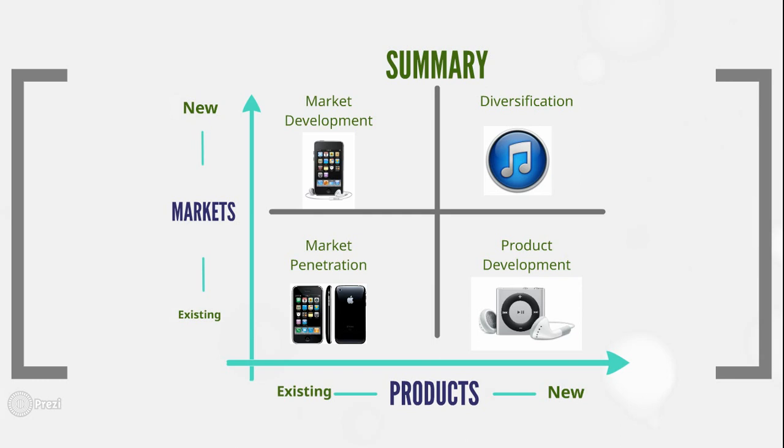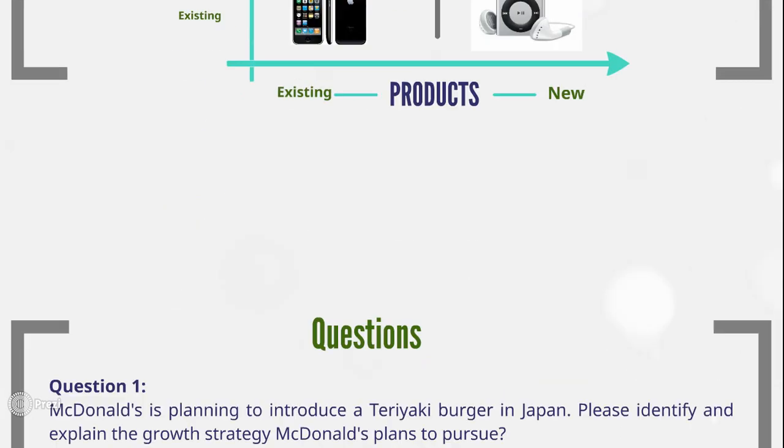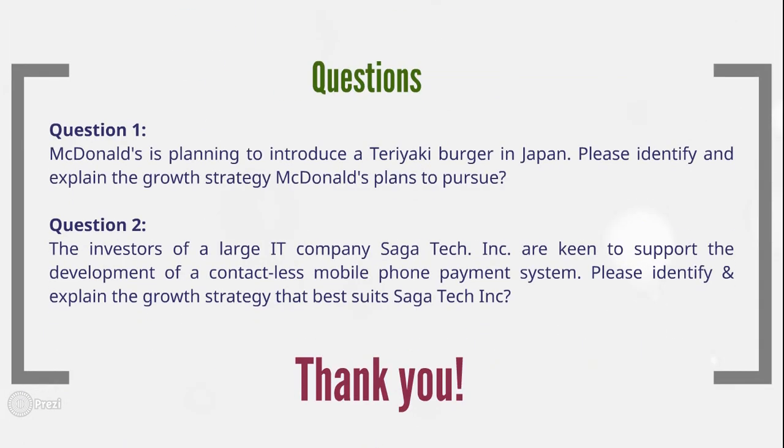To conclude my tutorial, I have 2 questions for you. There are 2 scenarios. One is regarding McDonald's, who plans to introduce a teriyaki burger in Japan. I want you to answer and explain the growth strategy that McDonald's plans to pursue. You can answer in the comment box, and I will respond to that as soon as possible.